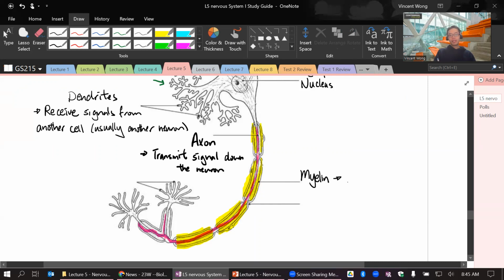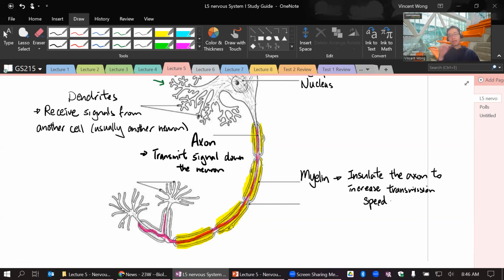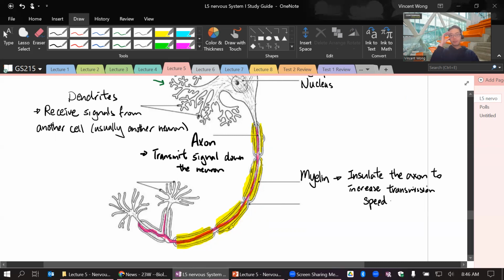Okay, and the purpose of the myelin is to insulate the axon to increase transmission speed. Just like the copper wires in electronics in the house, they have to be insulated, right, by the plastic cover. That allows the signal to speed up.